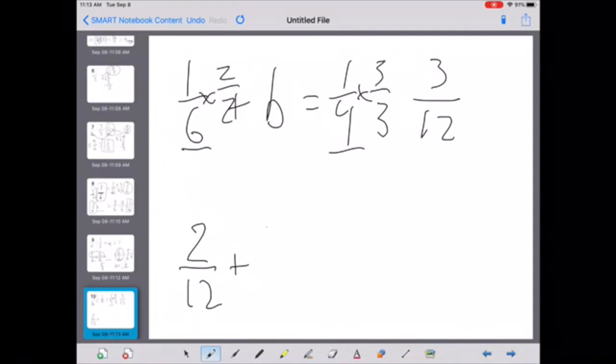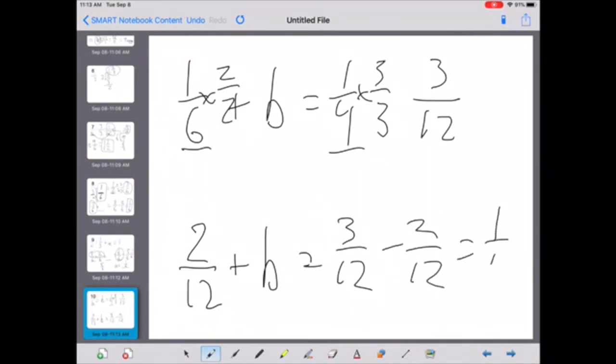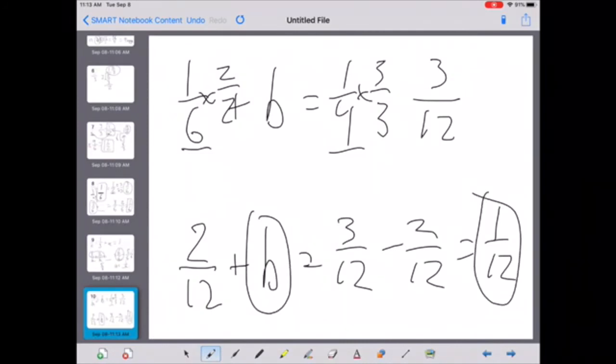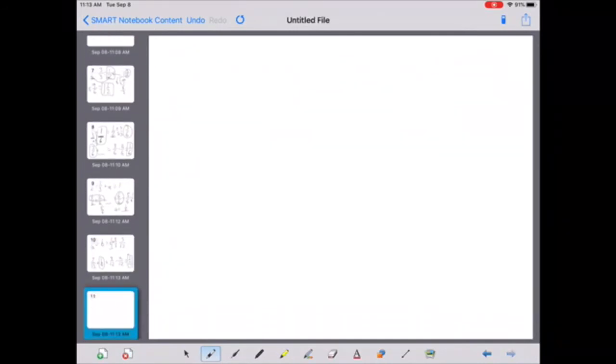1 times 3 gave me 3. So I have 2/12 plus B equals 3/12. Missing an addition, solve it through subtraction. 3/12 minus 2/12 is 1/12. B equals 1/12 for number 18.